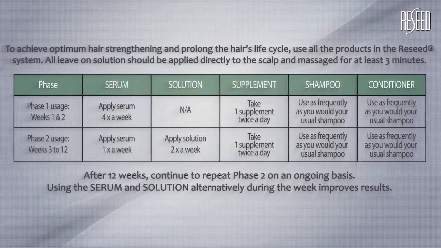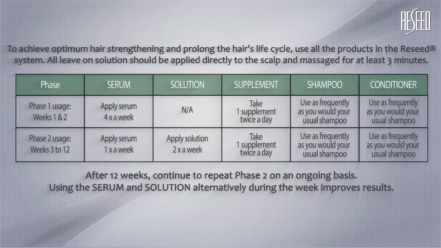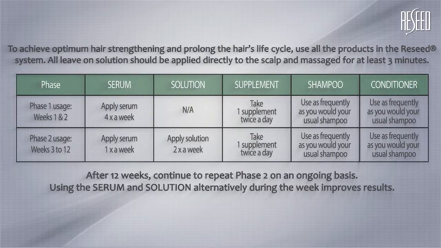To achieve optimum hair strengthening and prolong the hair's healthy life cycle, use all the products in the Reseed system. All leave-on solution should be applied directly to the scalp and massaged for at least 3 minutes. After 12 weeks, continue to repeat phase 2 on an ongoing basis.